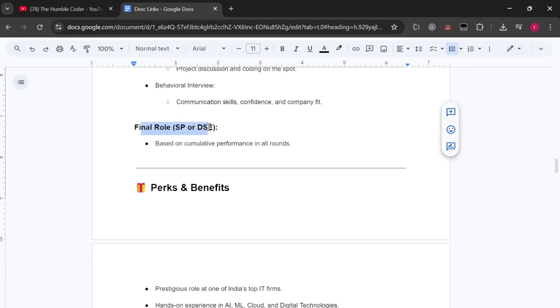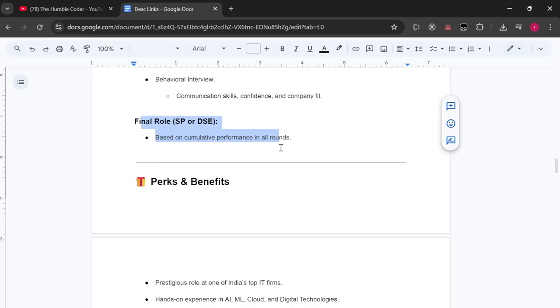So the final role will be your SP or DSE. It will be based on the cumulative performance in all the rounds. So guys, you have to understand that there will not be two separate rounds. It will basically be one round. Based on your performance, you will be given a role that is either SP or DSE.